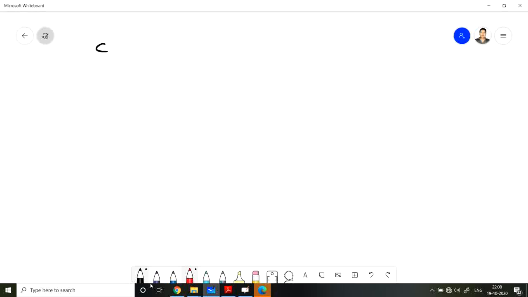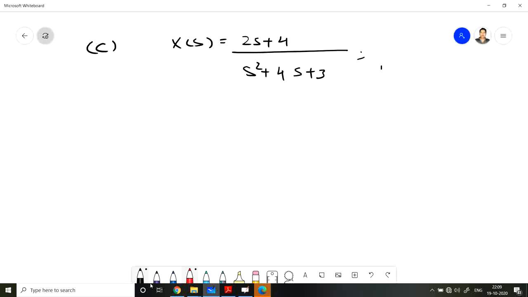Let us do part C. The Laplace transform given for part C is X(s) = (2s + 4) / (s² + 4s + 3), and the ROC is provided: -3 < real part of s < -1.